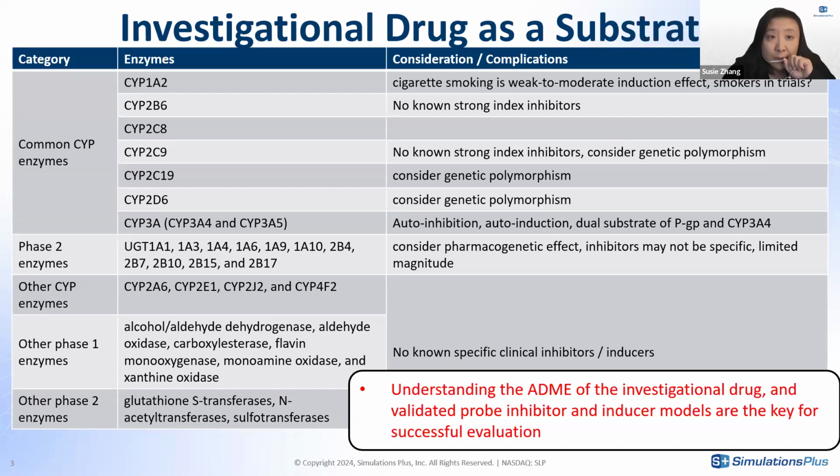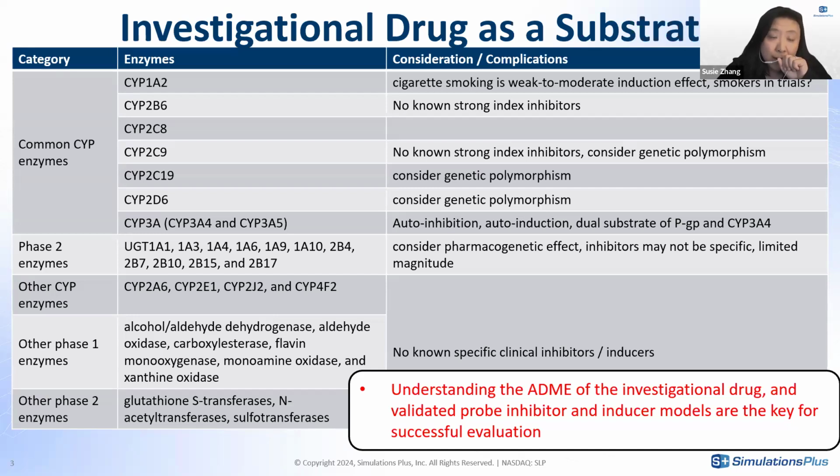For example, if your drug is a CYP1A2 substrate, you probably need to think about the impact of smoking. As we know, smoking is a weak to moderate inducer of CYP1A2, and in your clinical trials, do you have smokers enrolled? If your drug is a CYP2B6 substrate, the issue is there's no known strong index inhibitor, so how are you going to evaluate DDI if your drug is a CYP2B6 substrate? And for CYP2C9, for example, we know the enzyme has genetic polymorphism, so you probably need to think about how to evaluate the impact of genetic polymorphism in addition to DDIs, and how those two factors combine together to impact the PK of your investigational drug, and similarly for C19 substrate and 2D6 substrate.